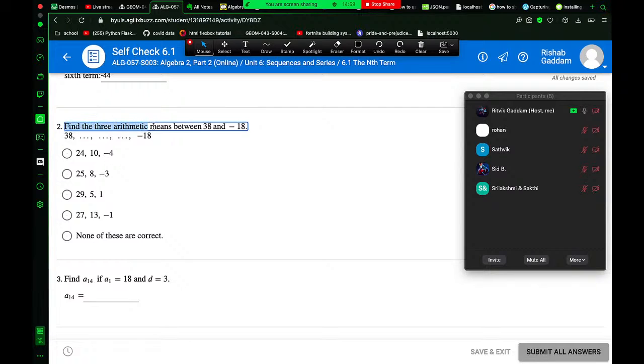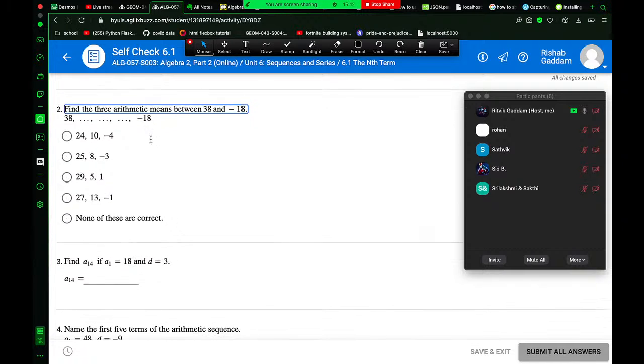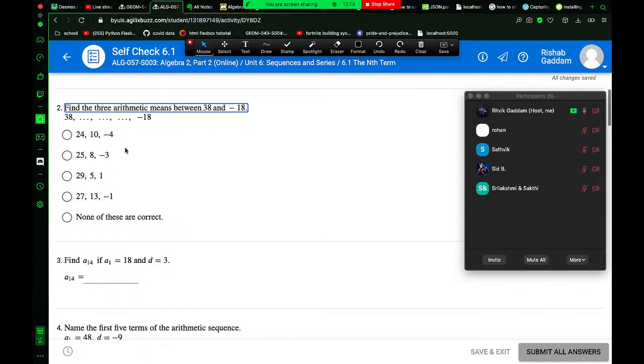So find the three arithmetic means between 38 and -18. Okay, I don't think we learned about arithmetic means in here, did we? I don't know. Skip this one.